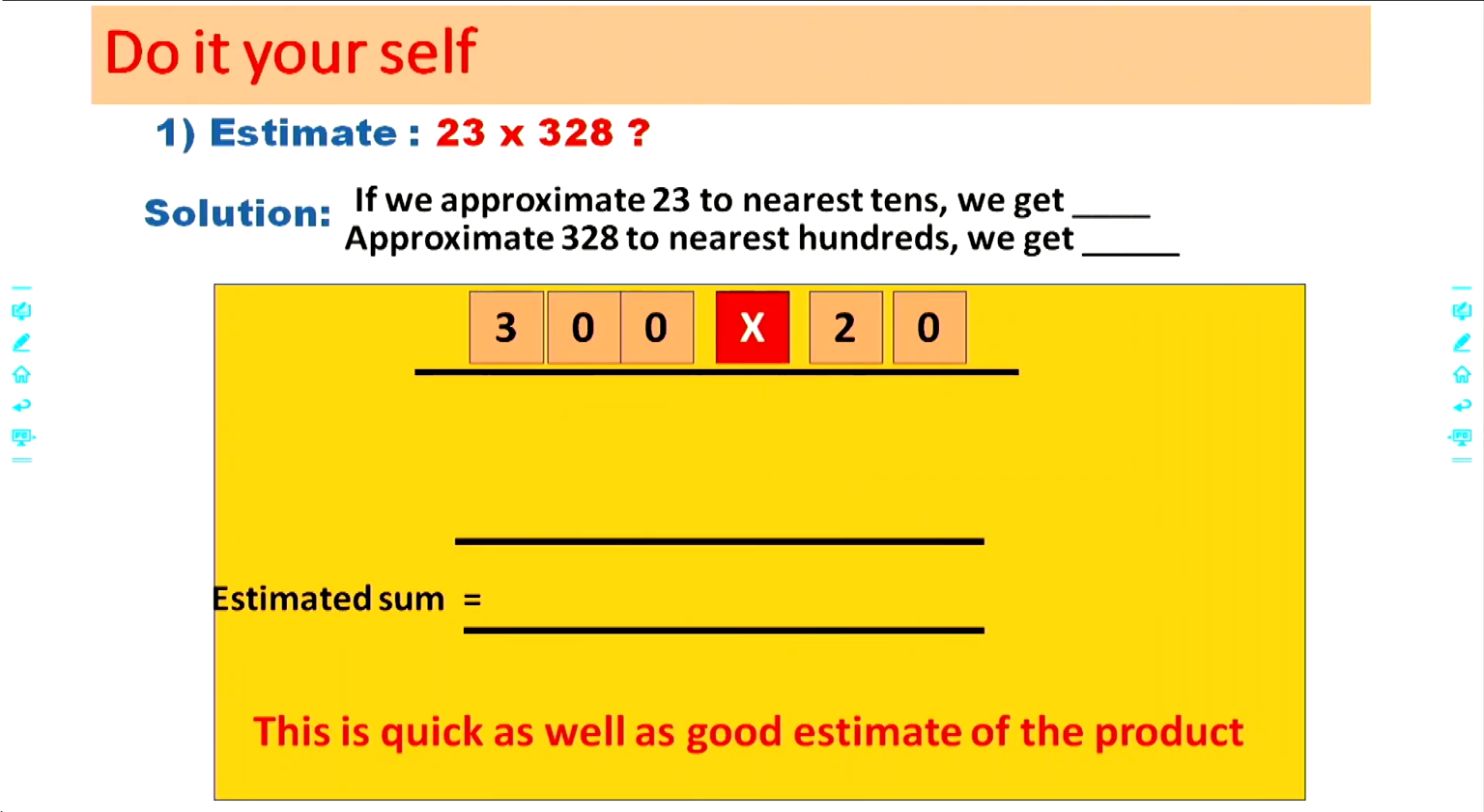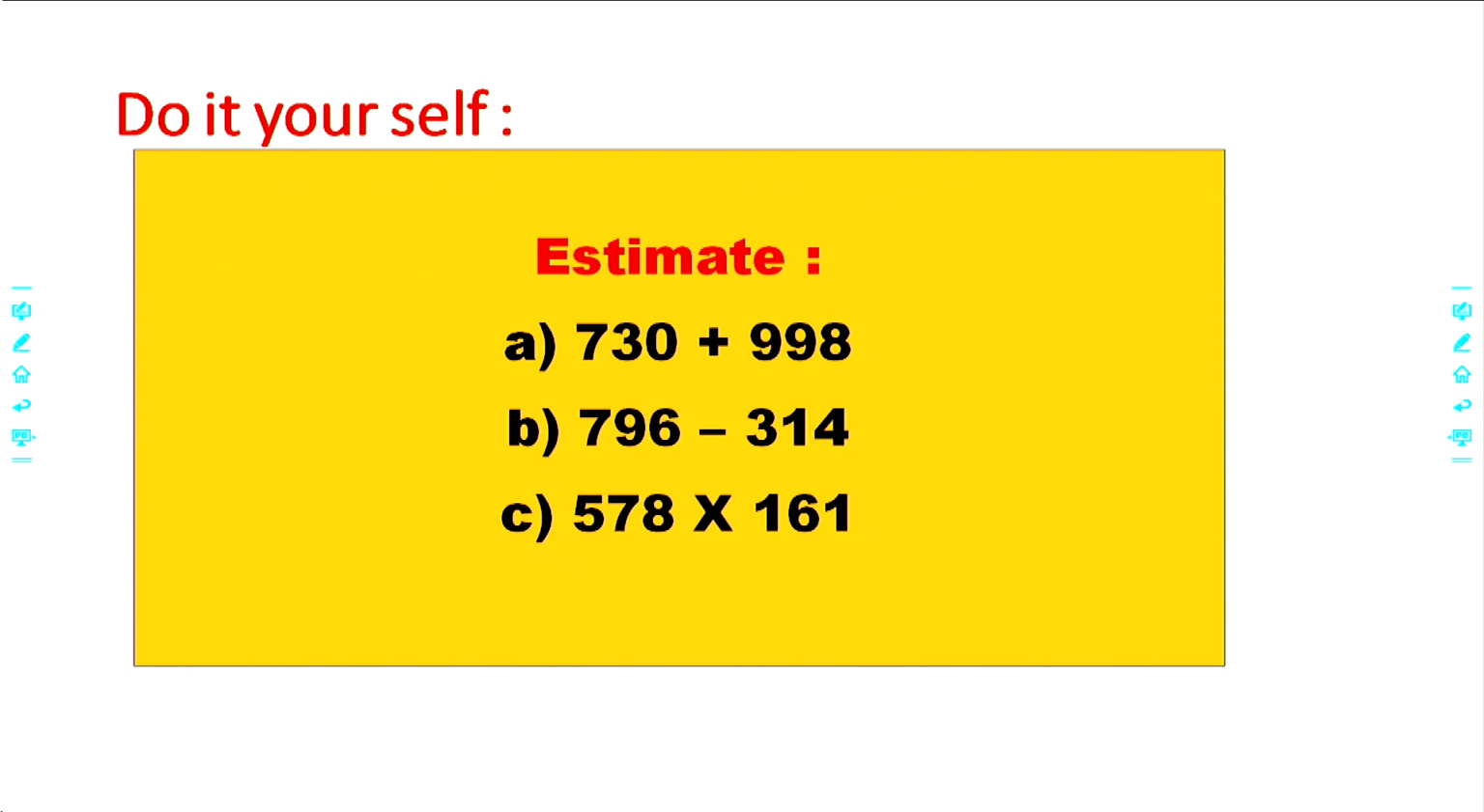You have to estimate 23 into 328. Another home assignment is 730 plus 998. Second one is 796 minus 314. Third one is 578 into 161.